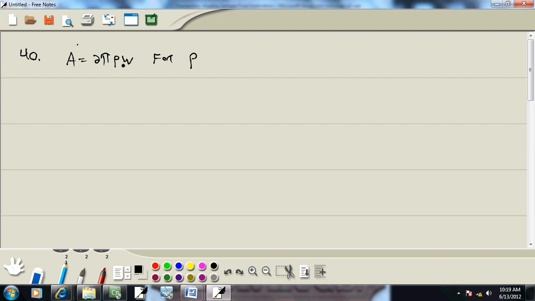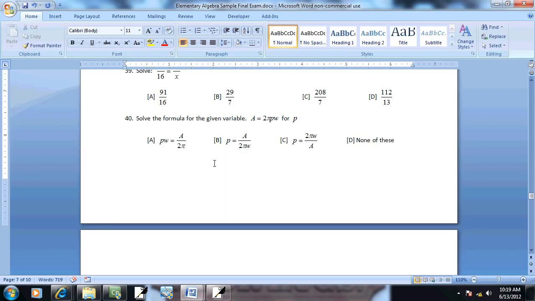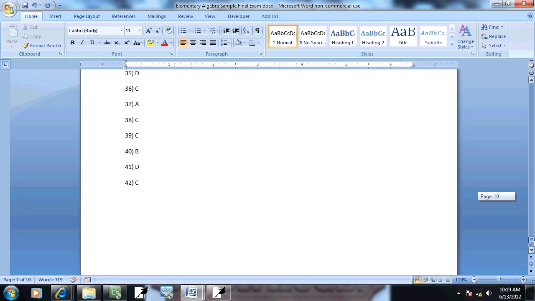Last step, divide both sides by what's in front of or behind the variable you're solving for. There's 2 pi in front of it, and there's a w after it. So we're going to divide both sides by 2 pi w. Now when we do that, those w's will cancel, the pi's will cancel, and the 2's will cancel. And we're left with P here. And then over here we have A over 2 pi w. A over 2 pi w. It looks like B is in the book. So 40b. And it checks.